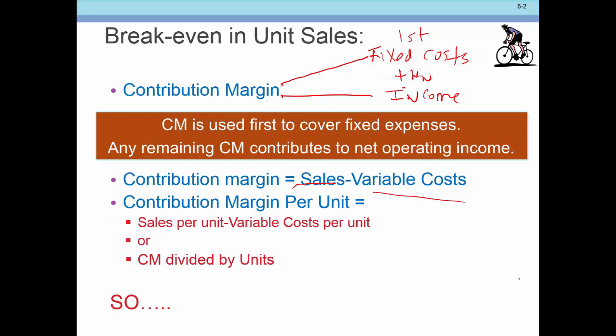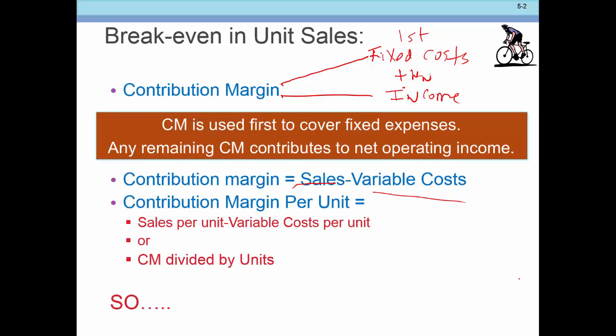Okay? Now, we've seen that contribution margin is our sales minus our variable costs. Variable costs change with the level of production, don't they? And so as I produce units, I have to cover that variable cost right out of the gate to have anything left over for a contribution margin, right? So I take my sales minus my variable cost. That gives me my contribution margin.